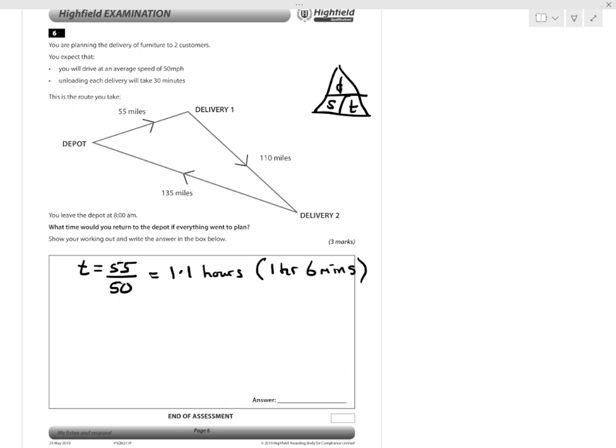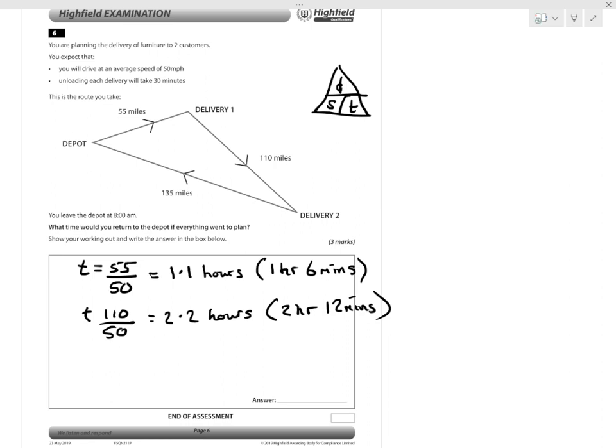The second part is 110 divided by 50. 5s into 11 go 2, and 1 over, so 2.2 hours, which is 2 hours and 12 minutes.